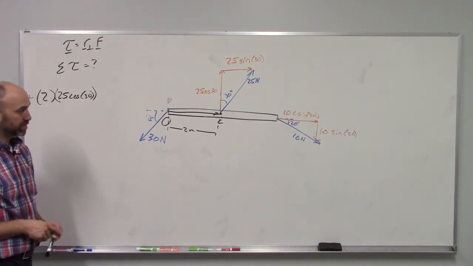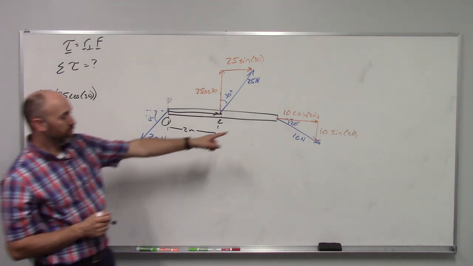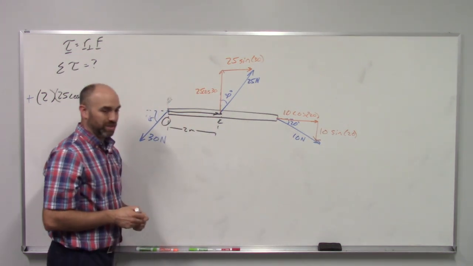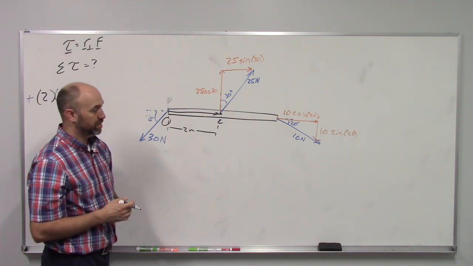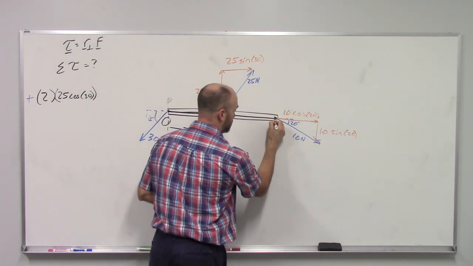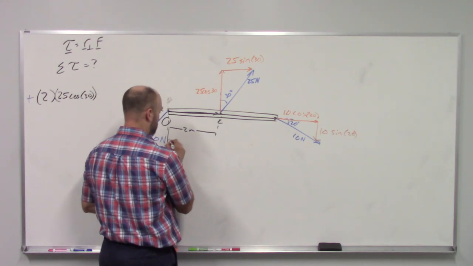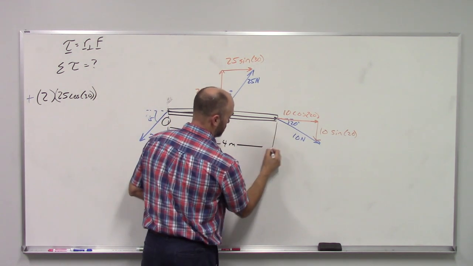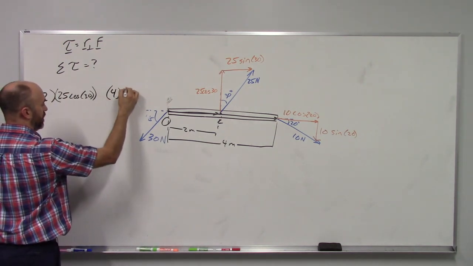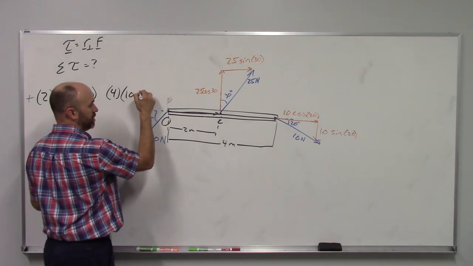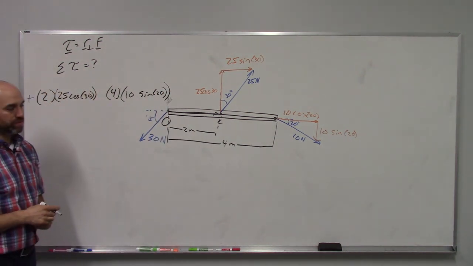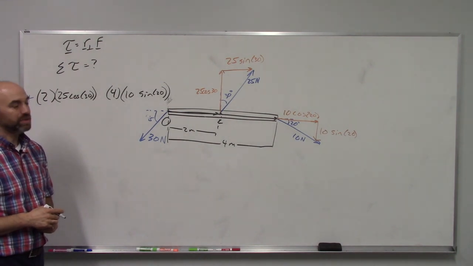What's our second torque? It's this one down here. Yeah, so that's going to be the force that we're going to use. What's our radius going to be? 4 meters? Yes. It's from the pivot point to the place where the force acts, which is right there, which is 4 meters. So it's going to be 4 meters times, and Gabby already said it was 10 times the sine of 20. Now is this one positive or negative? I think it's negative. You're correct.